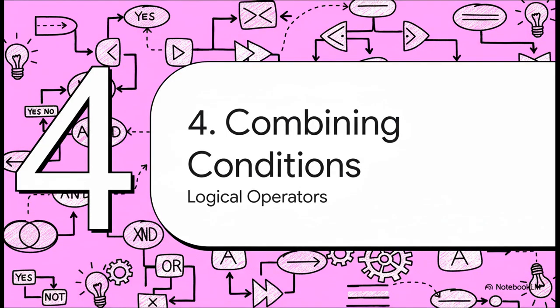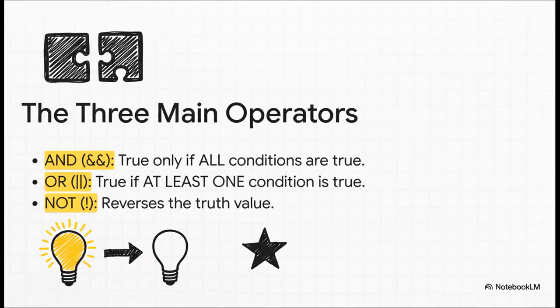But what happens when a decision isn't just a simple yes or no? What if you need to check multiple things at once to make your app even smarter? Well, for that, we're going to need a new set of tools. And those tools are called logical operators. There are 3 main ones you'll see everywhere: and, or, and not. You can think of them as the grammar for making complex decisions.